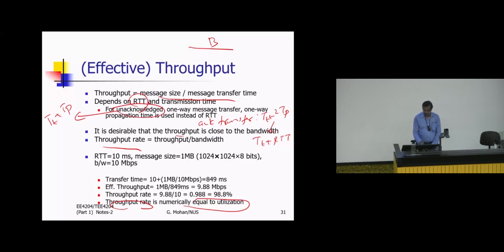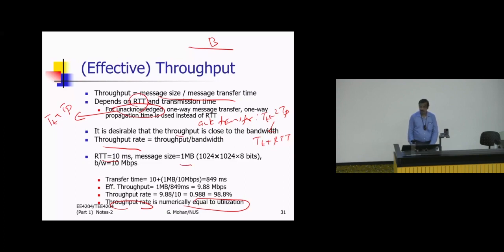So let's look at an example. Let's consider a link where the RTT is 10 milliseconds. So if it's a link, it's basically 2 times TP. If it's a connection, it could be 2 times TP plus some more time to get processed at the router, or maybe queuing time, etc. Message size is 1 MB.